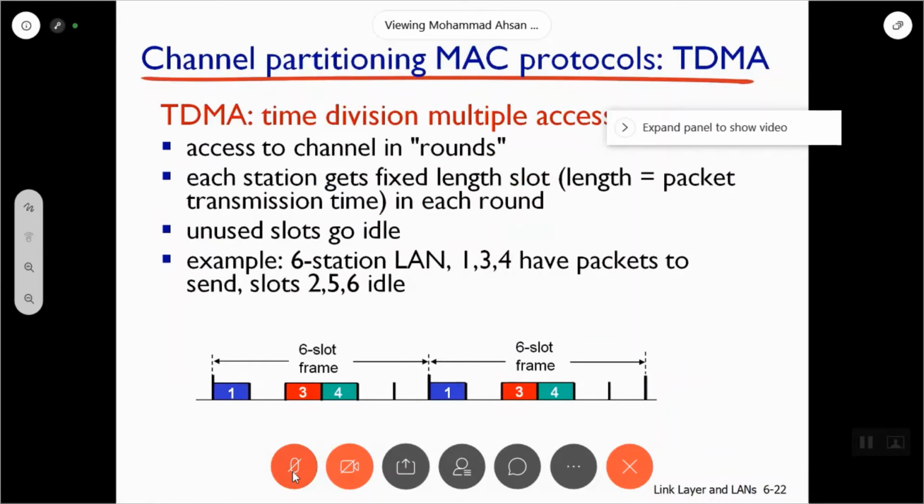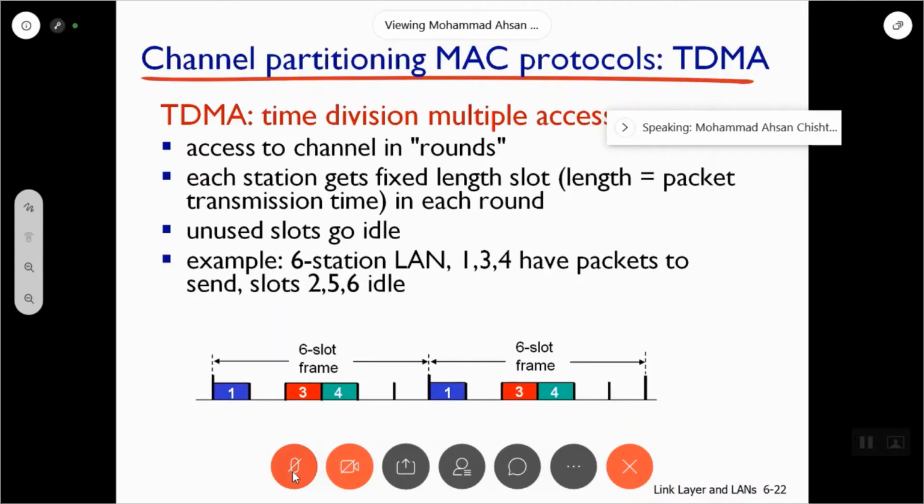Time division multiple access and FDM, they both partition the channel, like this is given in the figure below. They break the broadcast channel into slots. In case of time, we have time slots. So a channel can support n nodes and the transmission rate of the channel would be R bits per second. How can it be R bits per second? Because during that time slot, it gets full bandwidth.